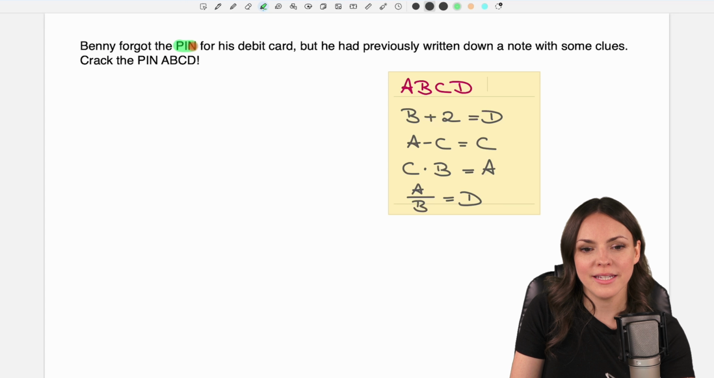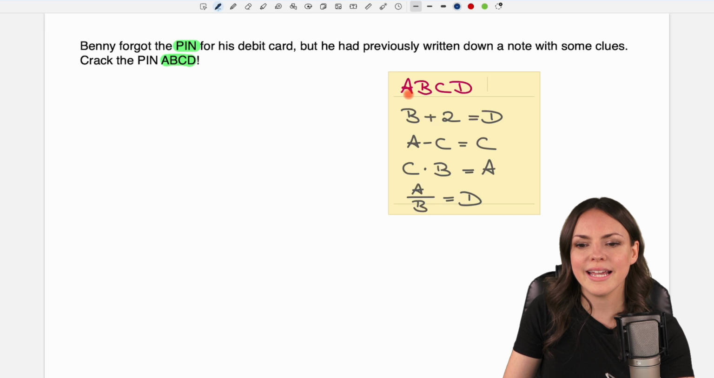Benny forgot the PIN for his debit card, but he had previously written down a note with some clues. Crack the PIN A, B, C, D. This is his note for his PIN A, B, C, D. He has written down some equations, and we have to find the values for A, B, C, and D.